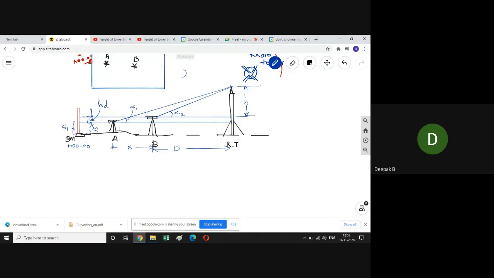So this total height, let's call it capital H. This is what we need to measure, that is the height of the radio tower. So if you want to find the height of the radio tower, what all should we find indirectly?